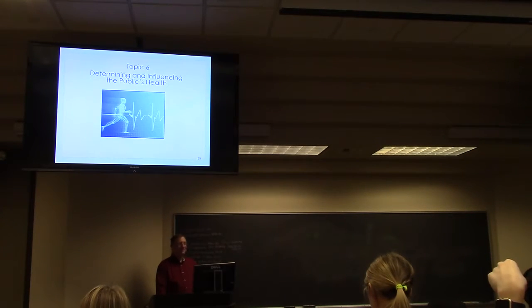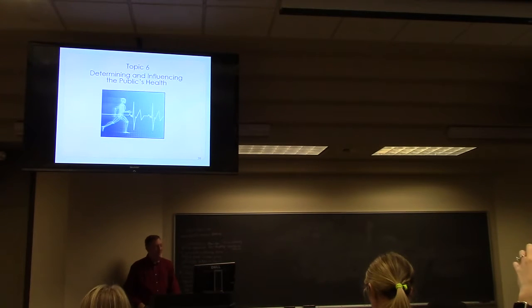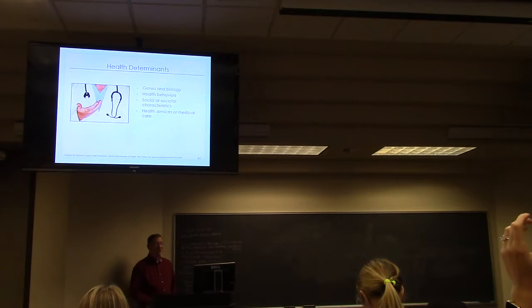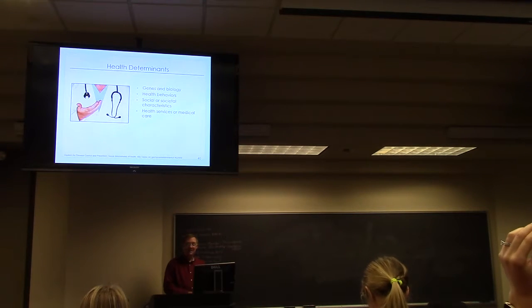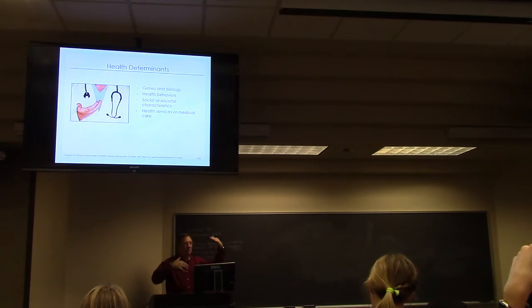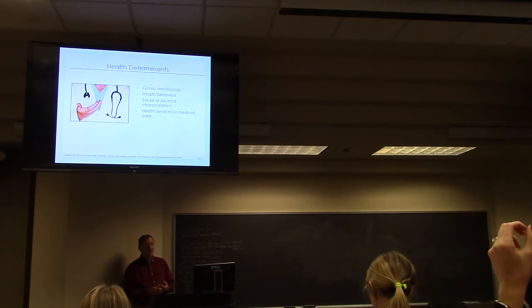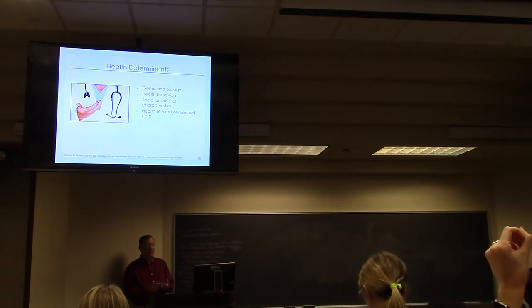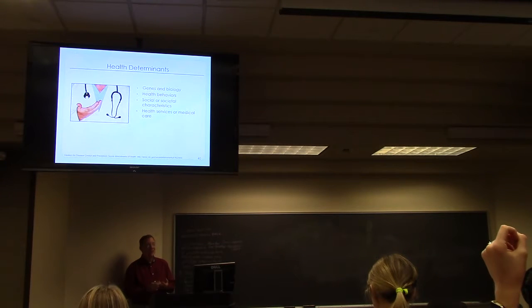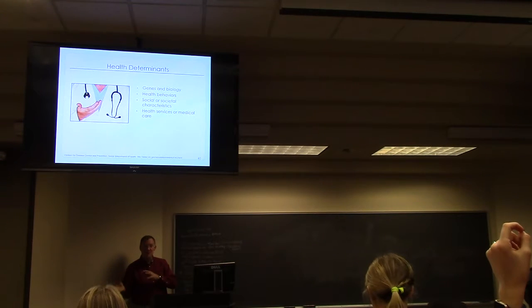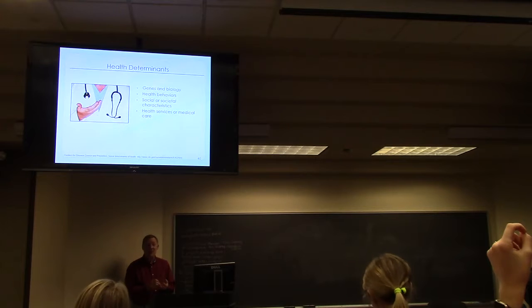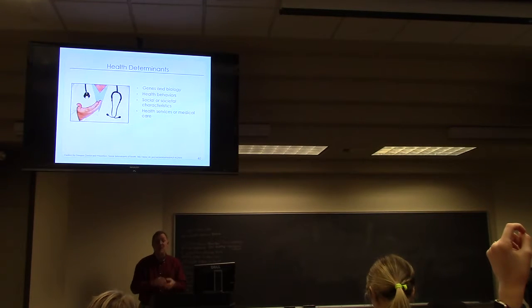Okay, final topic, determining and influencing the public's health. I talked to you earlier about health determinants. Here are 4 broad categories of health determinants. Genes and biology. Are you male or are you female? Do you have a certain ethnicity that predisposes to certain diseases? African Americans have a higher incidence of high blood pressure, that type of thing.